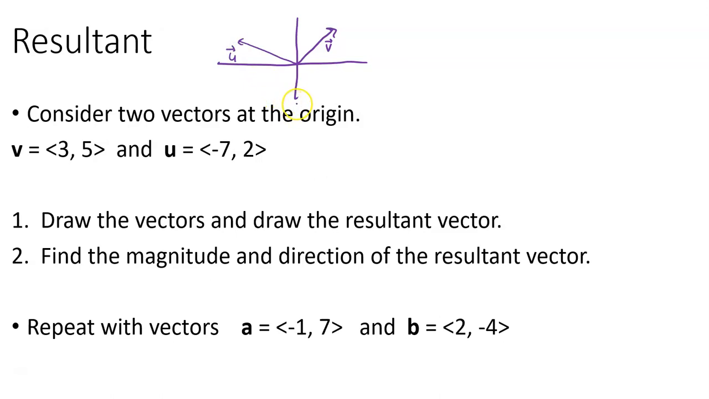Now you notice that the way they're drawn here, they're not drawn head to tail. They're actually drawn tail to tail. So what do I do in a case like that? Well, I have some options. I can either slide vector u up, or I could move vector v across. Either one will let me add them head to tail.